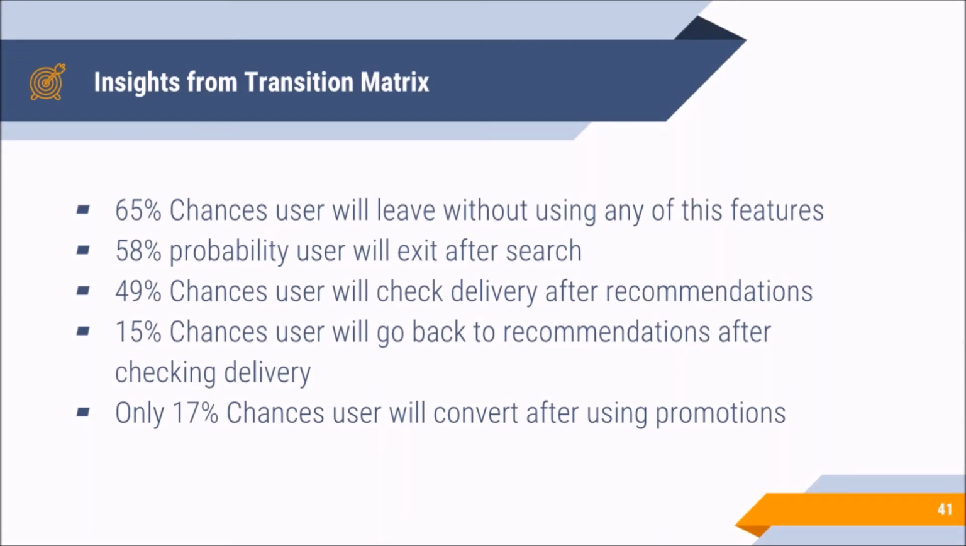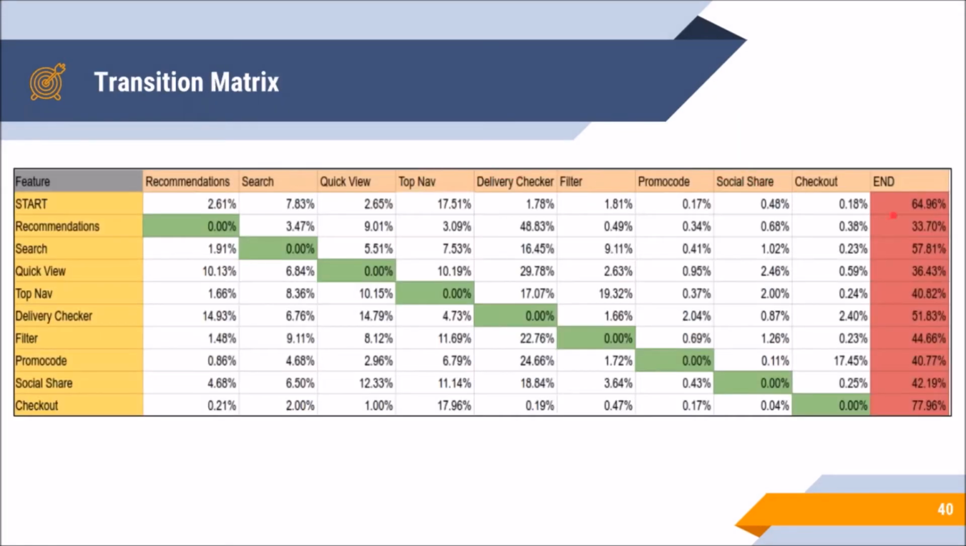So if we go back to the transition matrix, we can see here that 65% of users are leaving without interacting with any of those features. That's a big number, like a 65% bounce rate from these features.